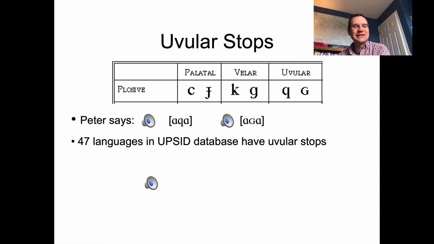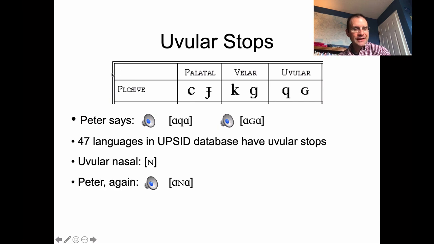47 languages in the Episode database have uvular stops. There's a uvular nasal as well. Unfortunately, I still don't have a good example of this, but it is represented with what looks like a capital N, but it's also kind of squashed a little bit in size. Here's Peter Ladefoged trying to produce this, with, I don't know how much success.